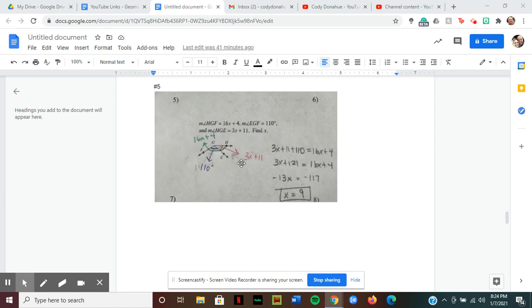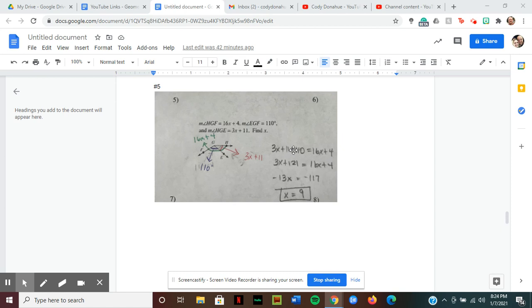So the angle addition postulate tells me if I have one big angle and I split it into two pieces, if I add the two small pieces together, it'll equal the whole. So that's what I did over here. So 3x plus 11 plus 110 is equal to 16x plus 4. Okay, so now I've got an equation set up. Now I'm going to work through and solve for x.